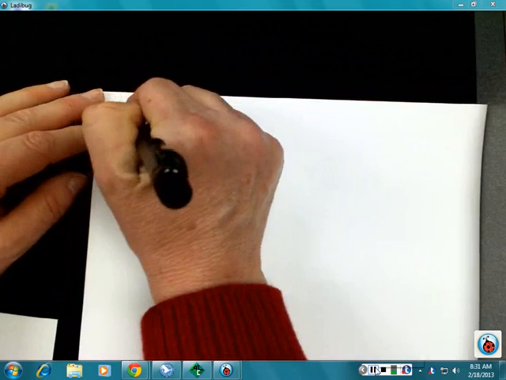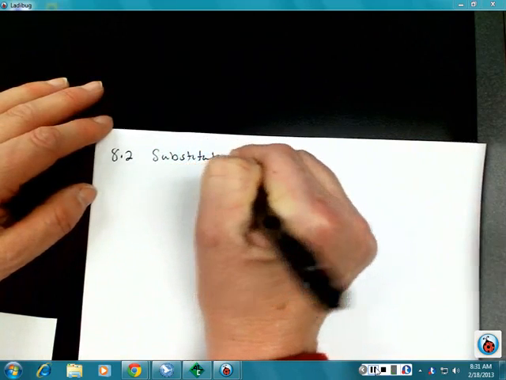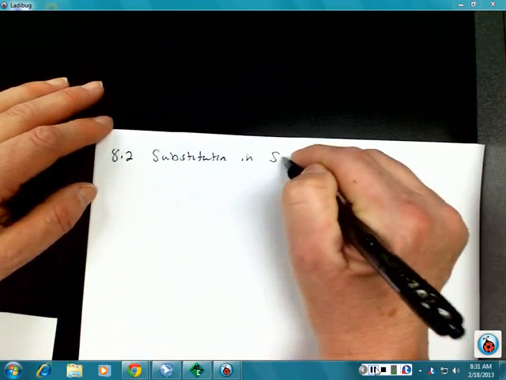8.2 is the next section, and 8.2 is substitution in solving systems.